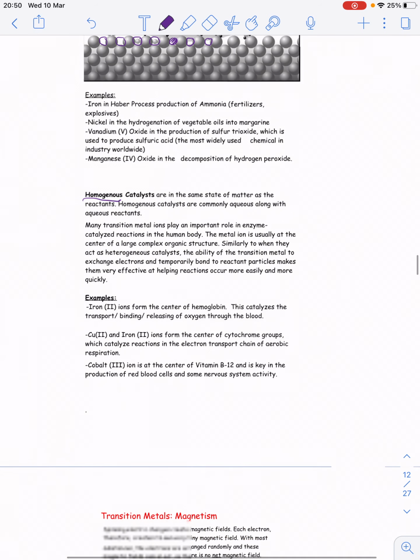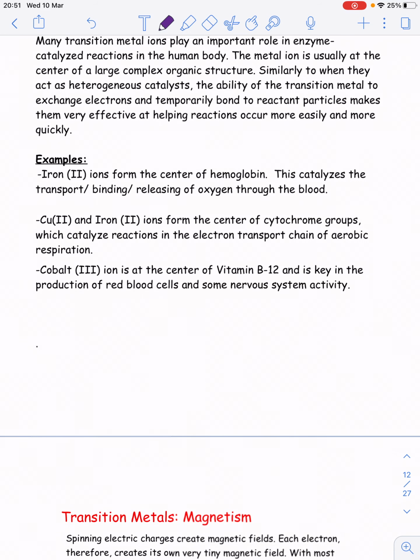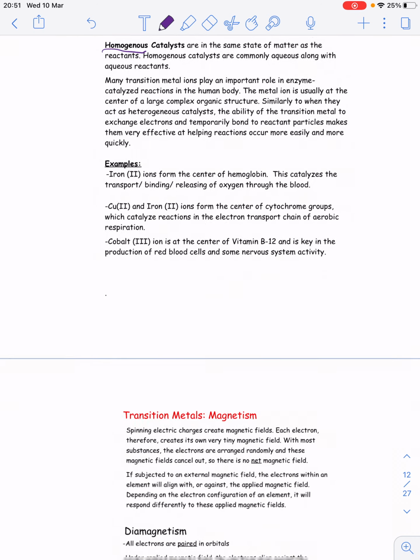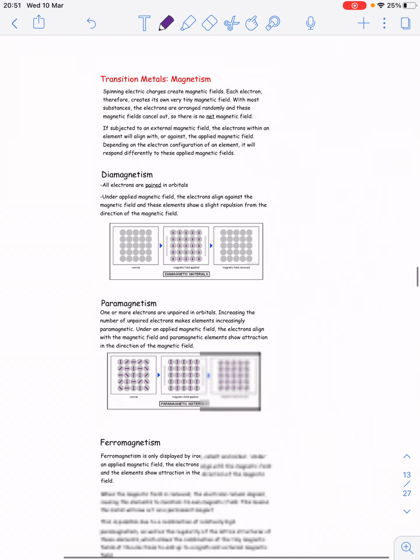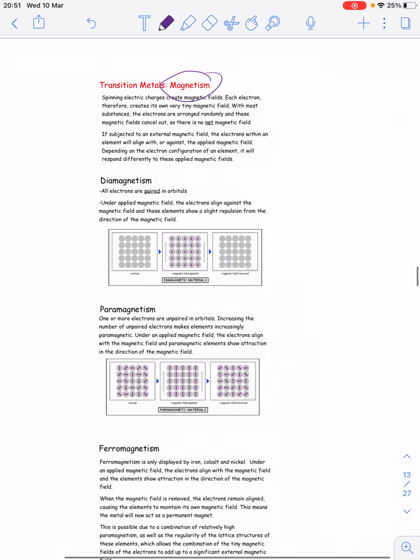The homogeneous form of transition metal catalysts are very common in the body. Transition metal ions are at the center of very large proteins and complexes in the human body, which often act as catalysts. So I'm not going to go into the examples right now, but that's how it can happen for homogeneous catalysts. Now, lastly, we have the properties of magnetism.